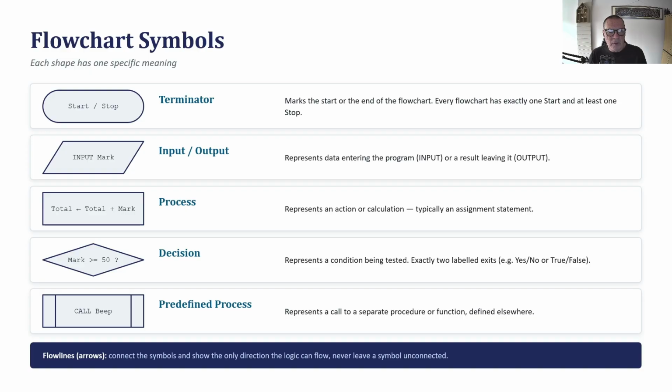They can only ever go in one direction, and you can never have an isolated shape that isn't connected to the others. So make sure that the flow can go all the way from the start, all the way through any possible route, and finally end up at a stop.